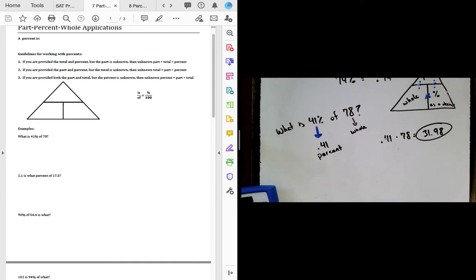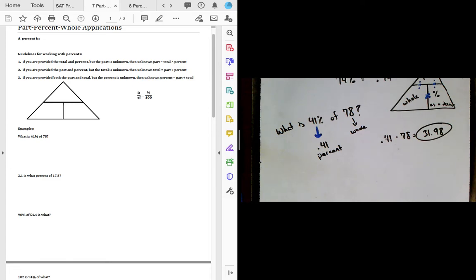So 31.98 in this problem is going to be our part. That would be 41% of 78. Some things to consider: if you're unsure about an answer, try to put it in a context that makes it more familiar to you. 41% is not exactly 50%, but it's kind of close to 50%.